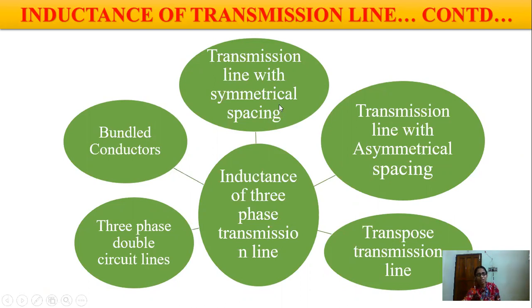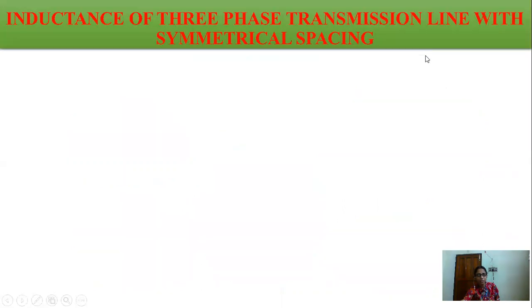First one is the transmission line with symmetrical spacing, then transmission line with asymmetrical spacing, then the transposed transmission line where the transposition is required. Next, three-phase double circuit lines, and the last one is the bundle conductors. Now first one, let's consider the inductance of three-phase transmission line.